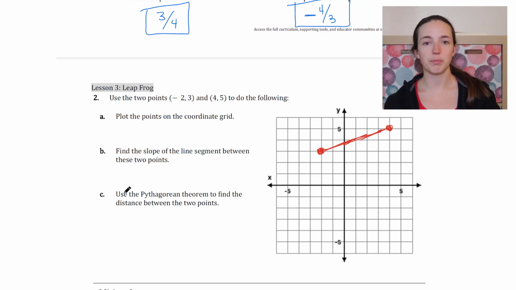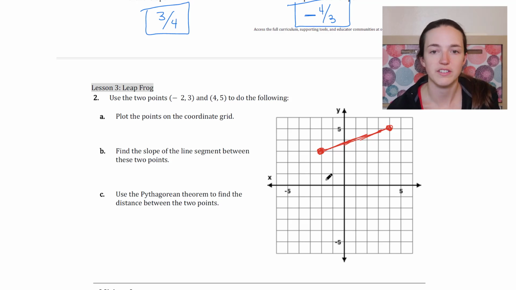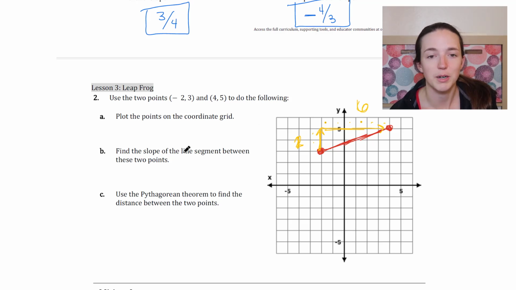B, find the slope of the line segment between these 2 points. Okay, so slope is rise over run. I'm just going to count since I have a graph. To get from this point to that point, I have to go up 1, 2, and I have to go over 1, 2, 3, 4, 5, 6. So the slope would be up 2/6, which is the same as 1/3.